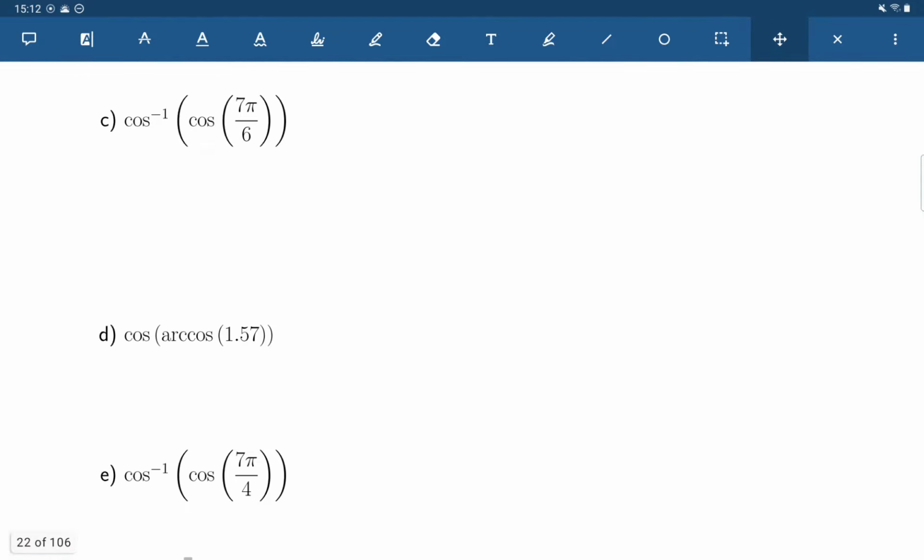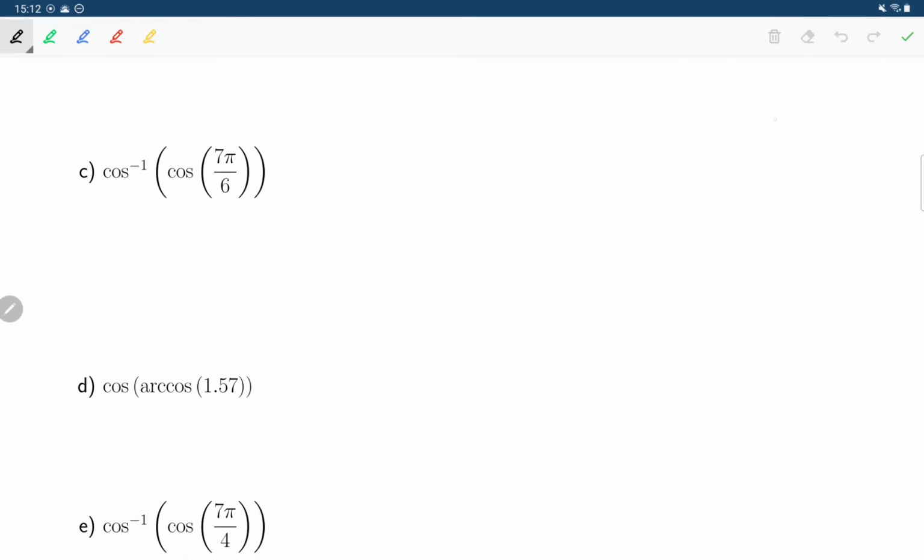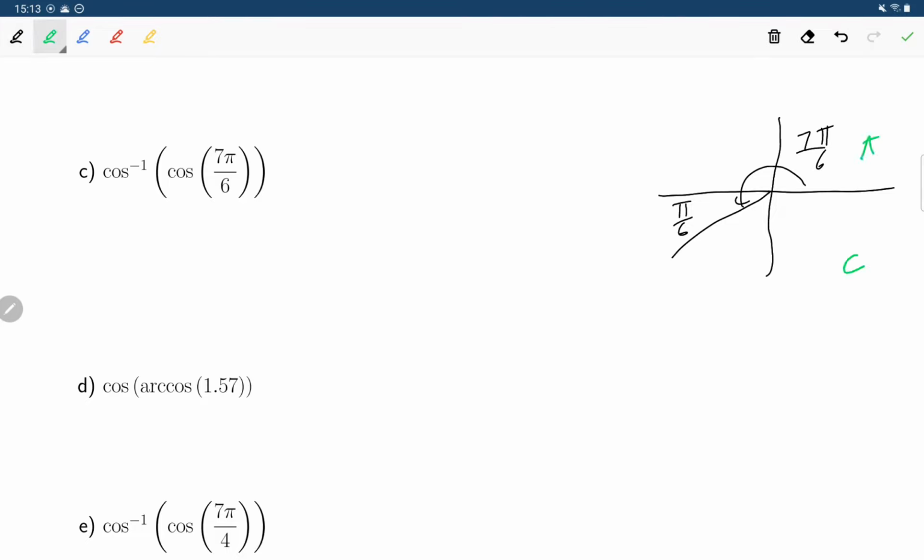For part C, we're looking at cosine inverse of cosine of 7 pi over 6. If I did a little quick drawing here of my angle, 7 pi over 6 is in quadrant 3 and also has a reference angle of pi over 6. Now, the one thing that we know is that in quadrant 3, cosine would be negative. And the other quadrant where cosine is negative is quadrant 2. So we know that whatever cosine of 7 pi over 6 is, it's something negative.